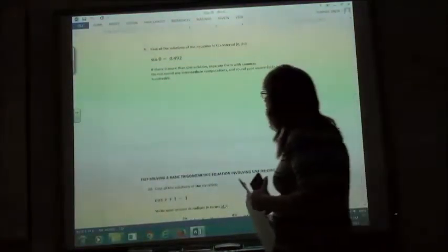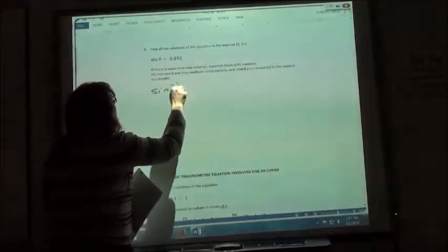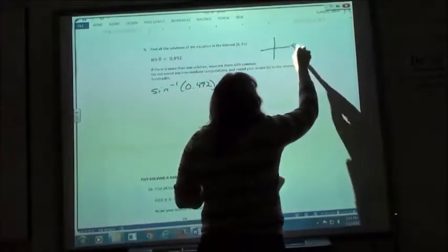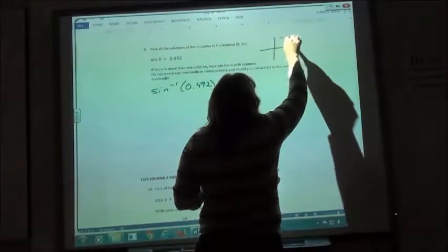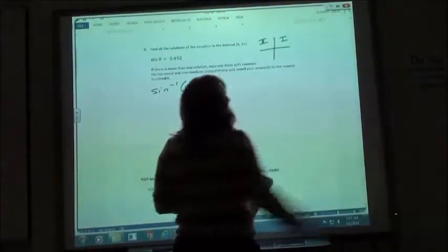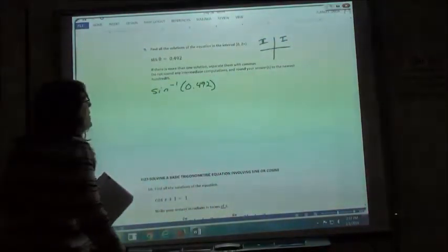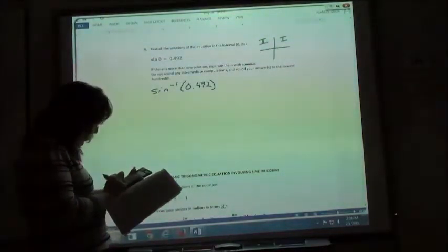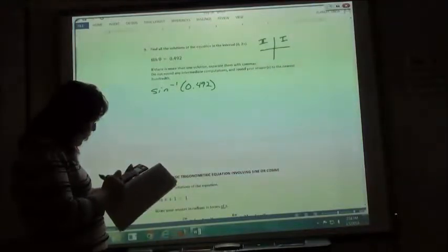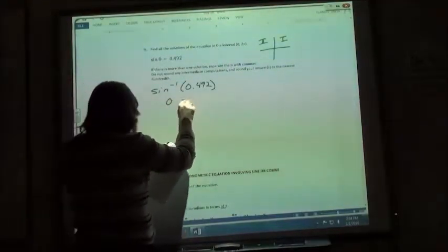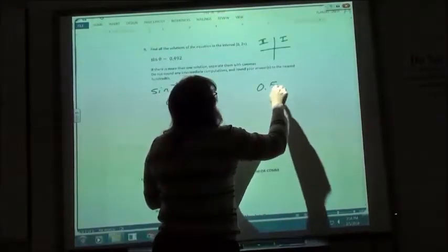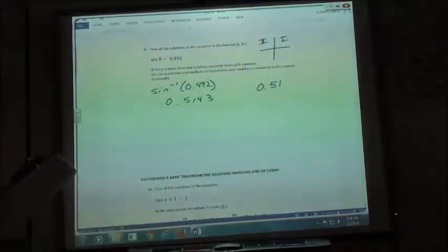The last one, we have the sine of theta equals 0.492. Again, we're going to do the inverse sine on our calculator. For my sine, I want my y value to be positive, so in quadrant 1 and quadrant 2 is where my sine is positive. First of all, if I do my inverse sine, so shift sine of 0.492, I get 0.5143, rounding that off to the nearest hundredth, 0.51.